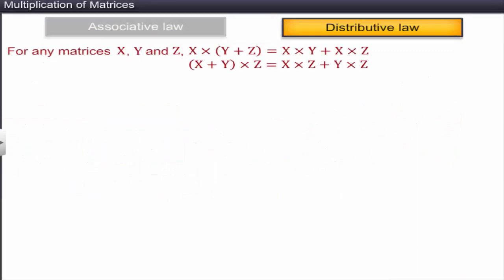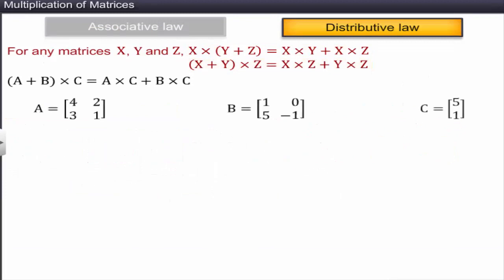According to the distributive law, if X, Y, and Z are three matrices, then X multiplied by Y plus Z is equal to X multiplied by Y plus X multiplied by Z. Also, X plus Y multiplied by Z is equal to X multiplied by Z plus Y multiplied by Z whenever both sides of the equality are defined. Now, let's verify the distributive law for the multiplication of matrices with matrices A, B and C as shown.